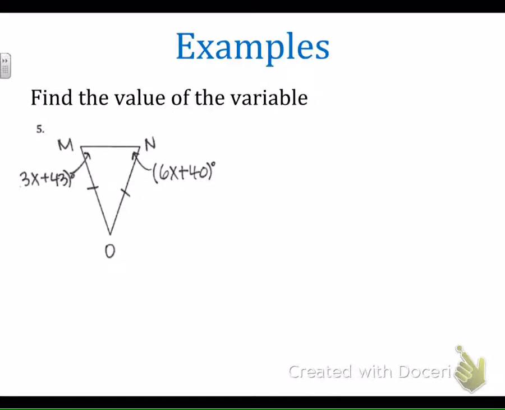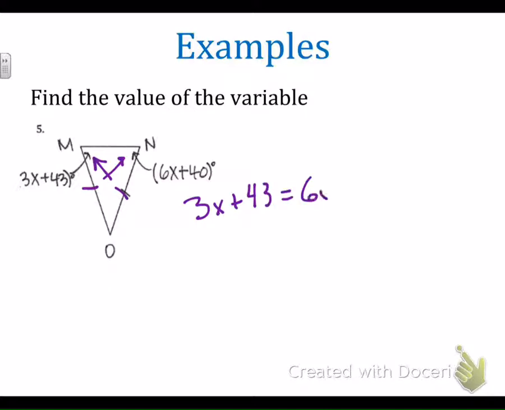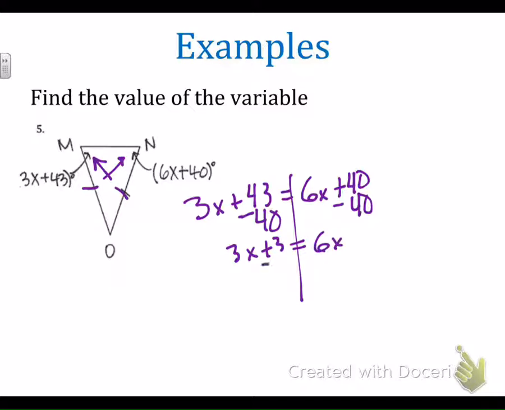Alright, two sides are congruent. The opposite angles are congruent. So 3x plus 43 is equal to 6x plus 40. Subtract the 40. 3x plus 3 is equal to 6x. Minus 3x. 3 is equal to 3x, divided by 3. x is equal to 1.